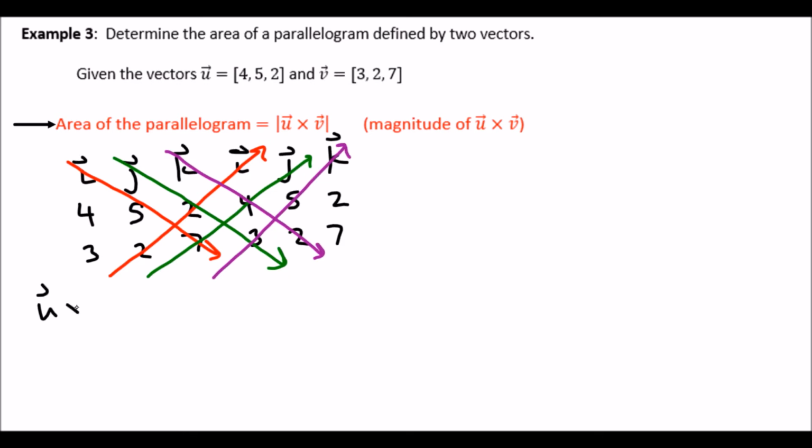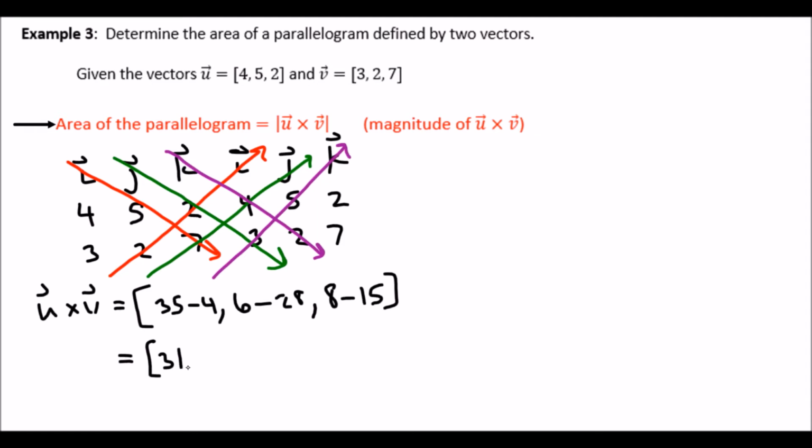So I know that u cross v is equal to 5 times 7, which is 35, minus 2 times 2, which is 4. Then I'm going to have 2 times 3, 6, minus 7 times 4, which is 28. Then I will have 4 times 2, which is 8, minus 3 times 5, which is 15. And so u cross v is really going to be 31, negative 22, and negative 7.